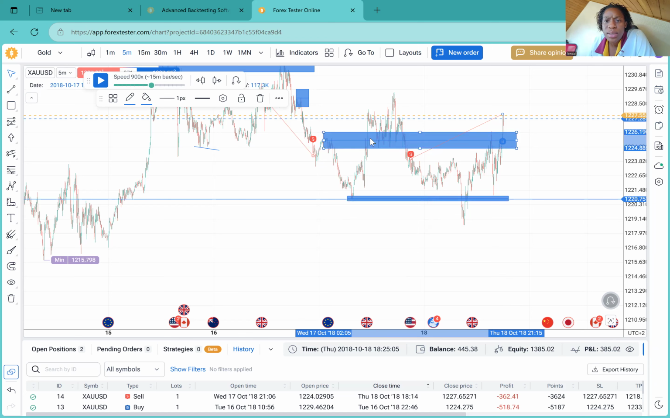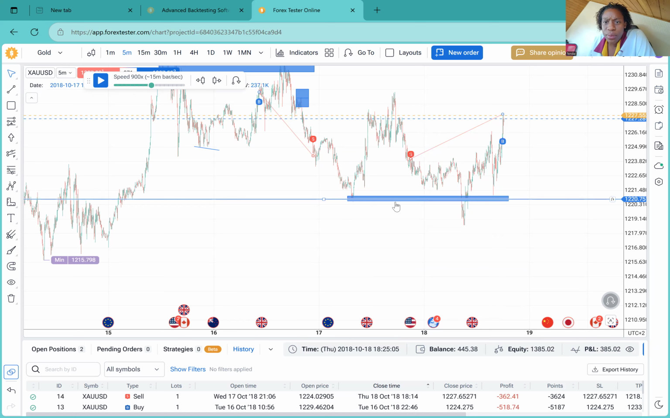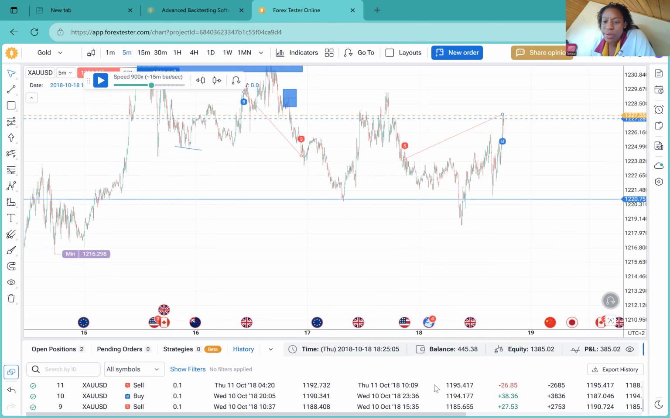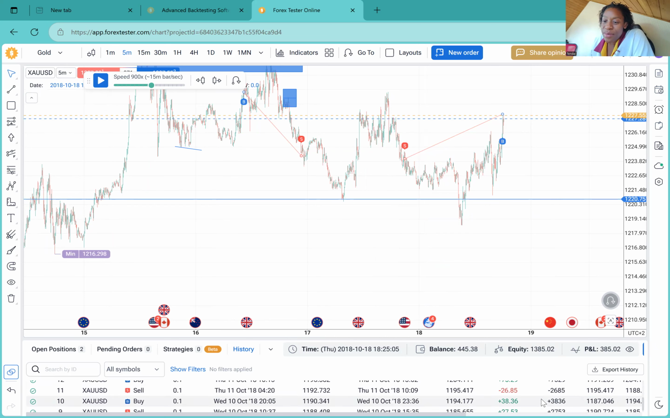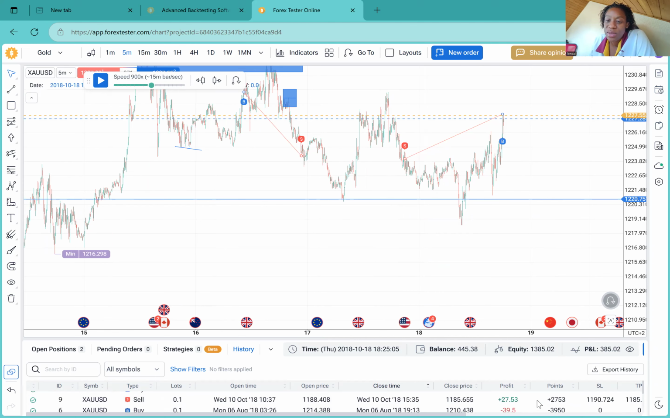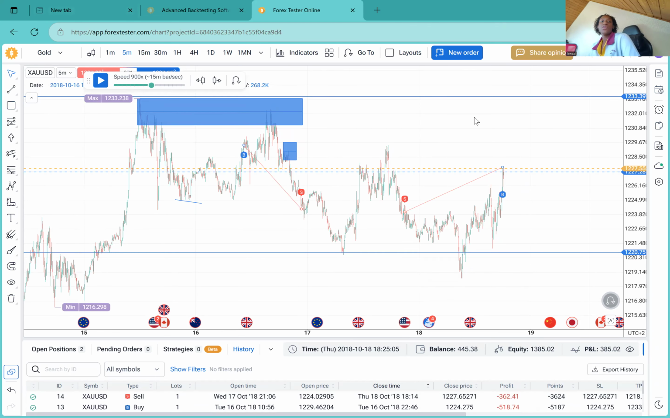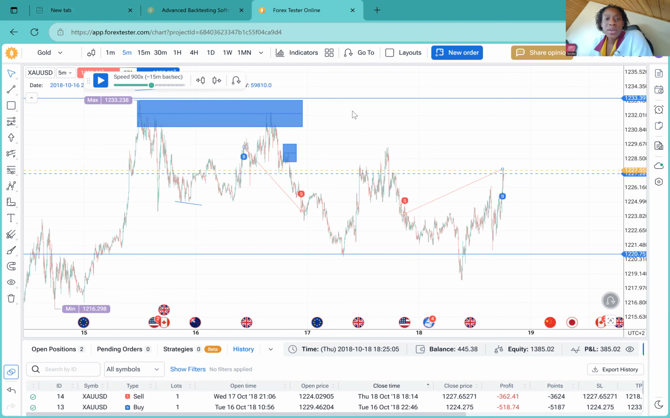So I'm gonna delete this. Okay. So yeah, we've had massive losses since I changed the lot size. Since I changed the lot size, we've had quite massive losses. So again, this is just a demo, and so we carry on.